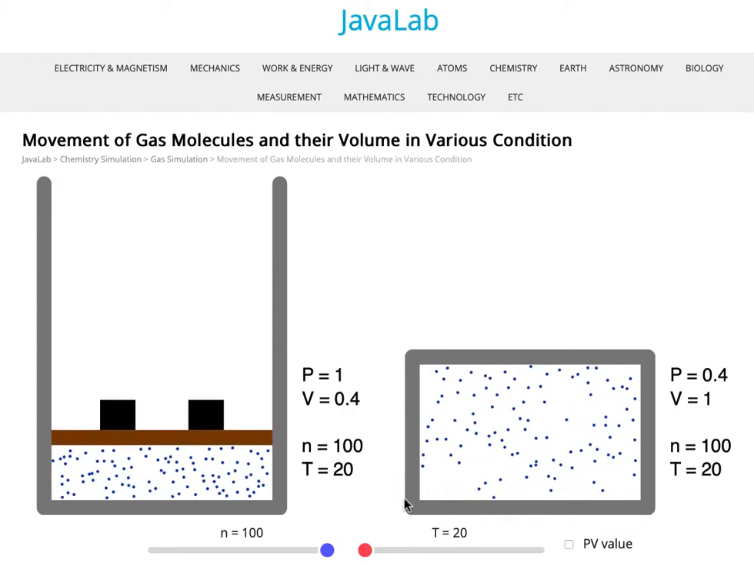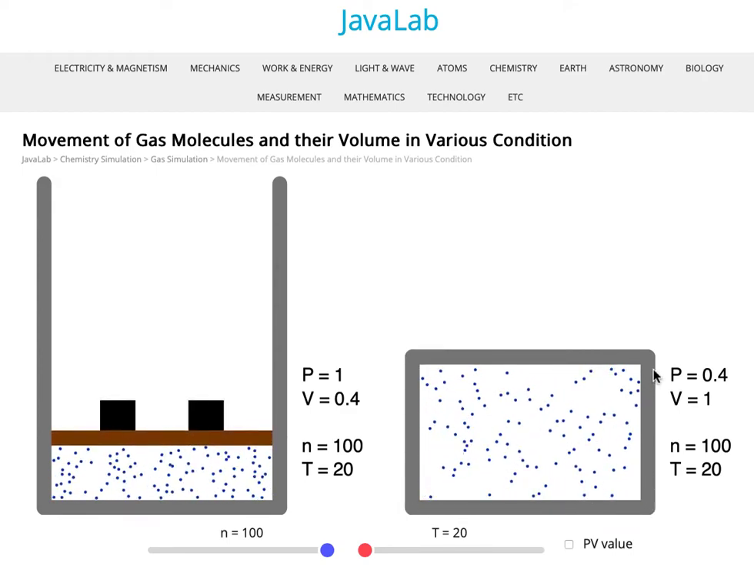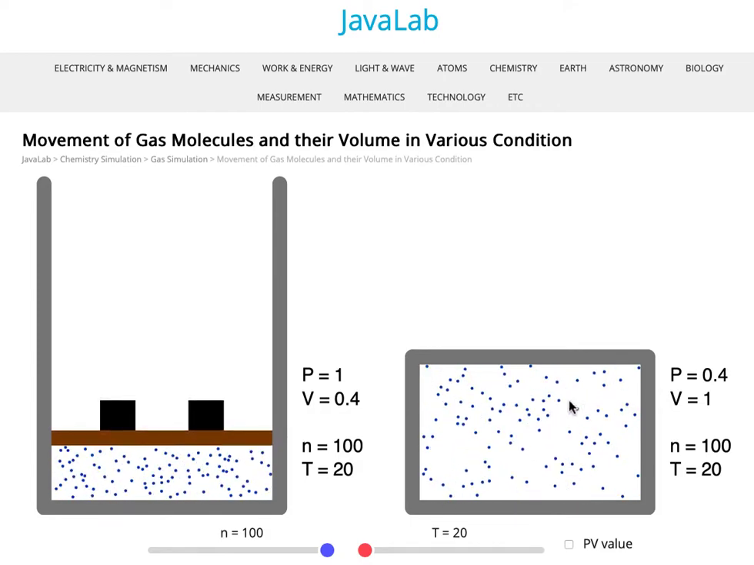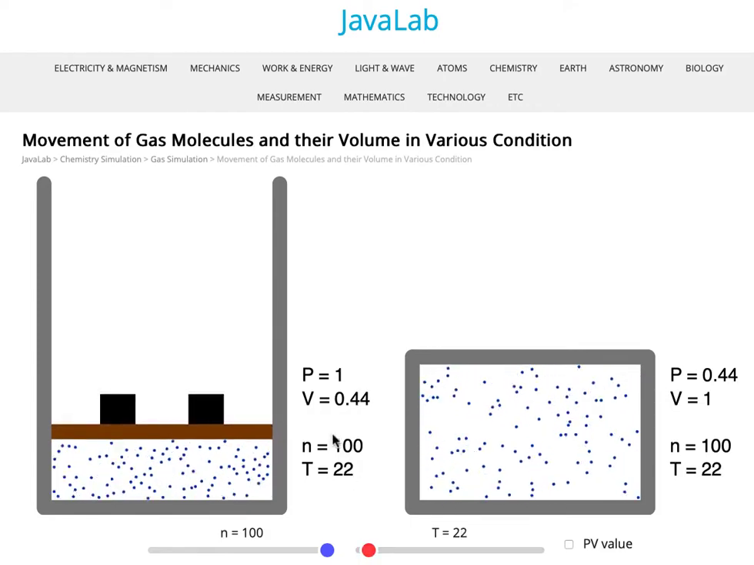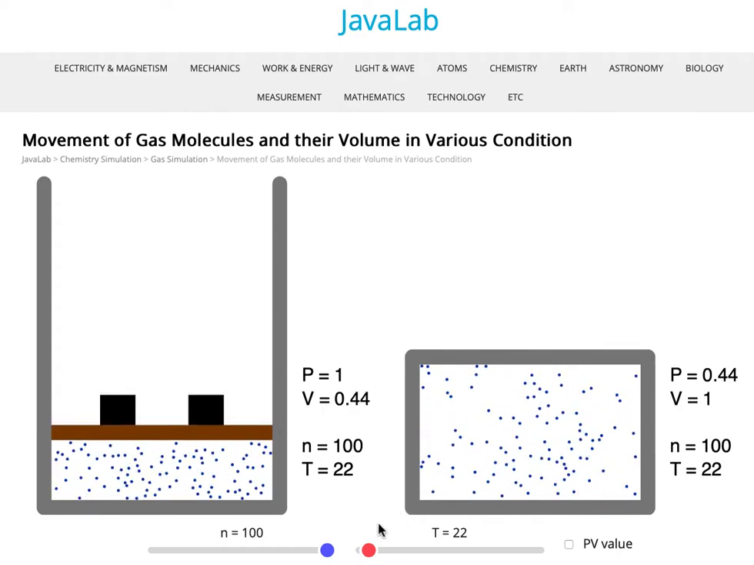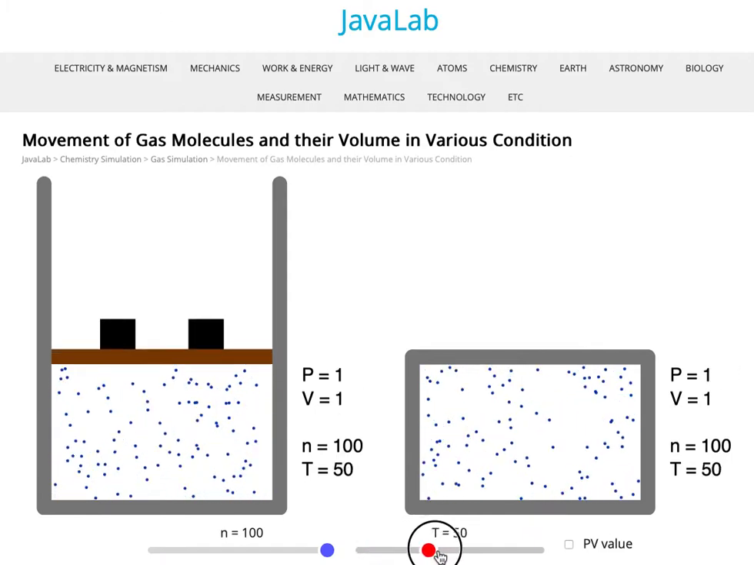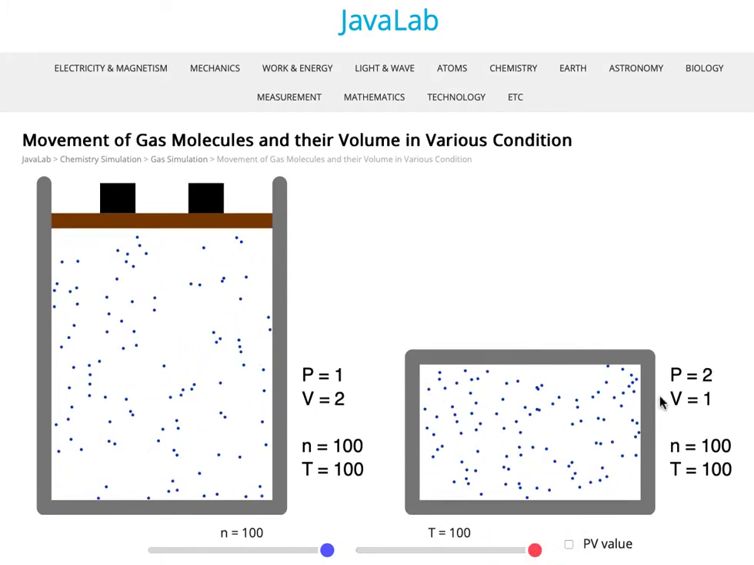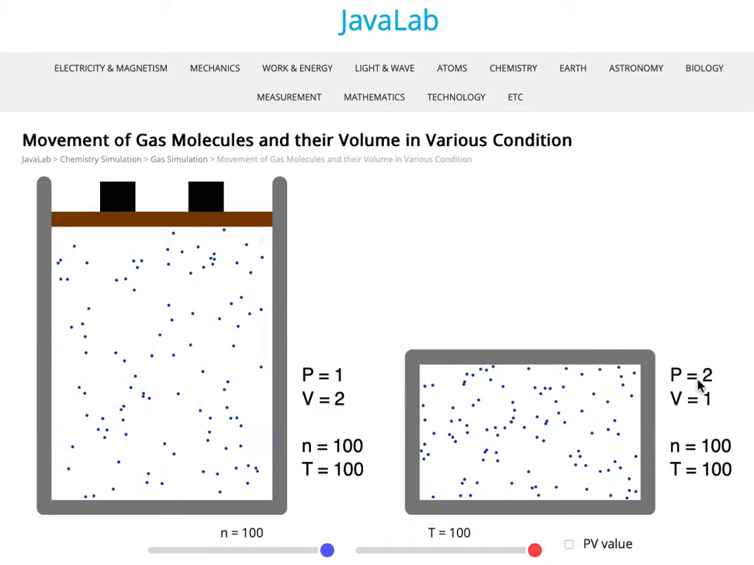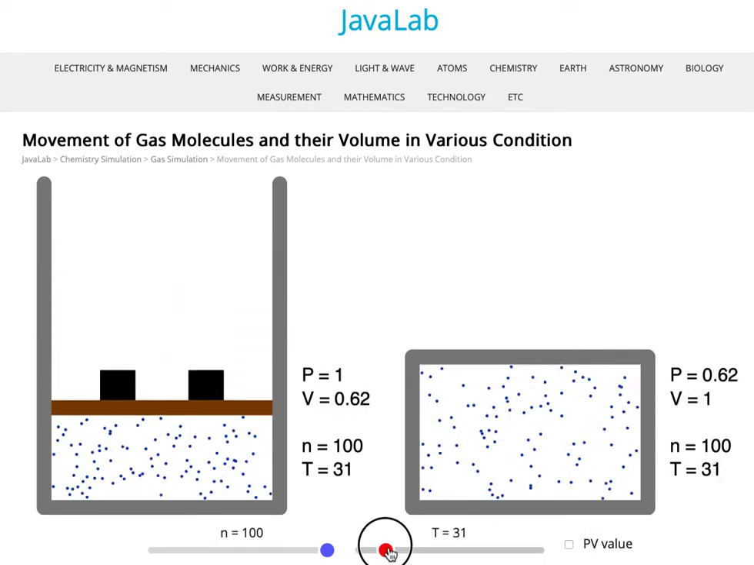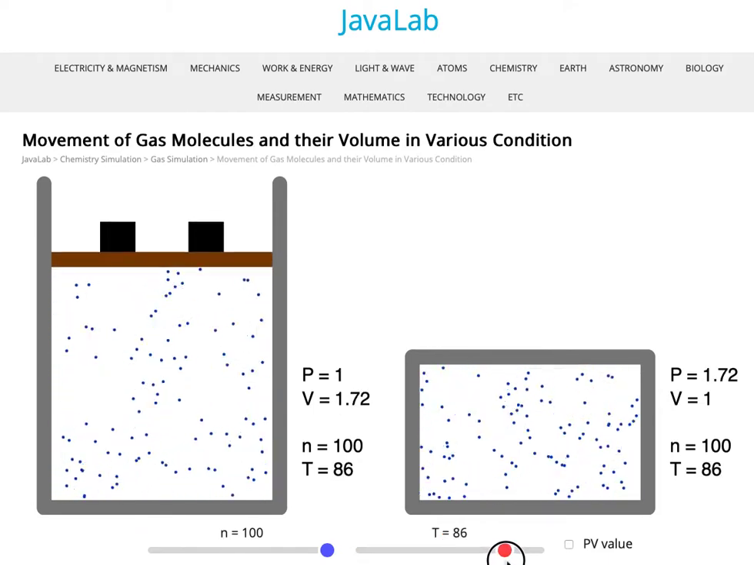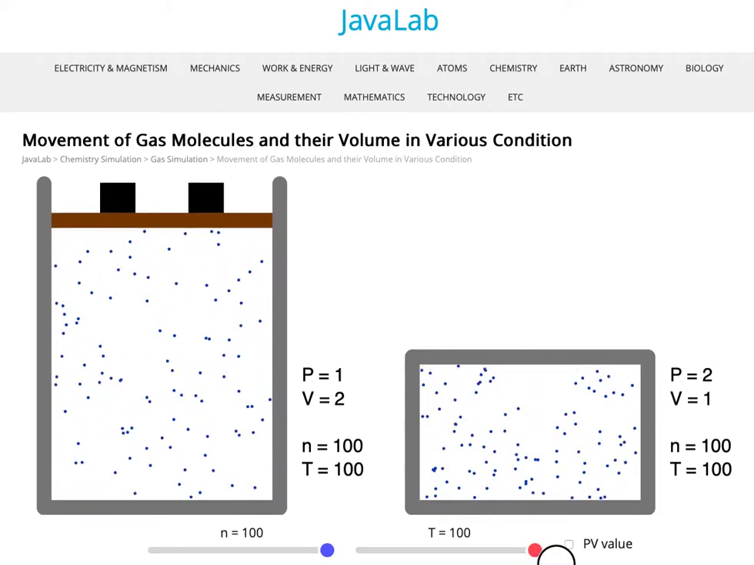The container on the right, its volume is going to stay the same as we increase the temperature. So let's see what happens to the pressure in this case. You can ignore the one on the left for now. As we increase the temperature, you notice that the volume remains the same. The volume stays at 1, but the pressure increases. It goes from 0.4, in whatever the given units are, to 2.